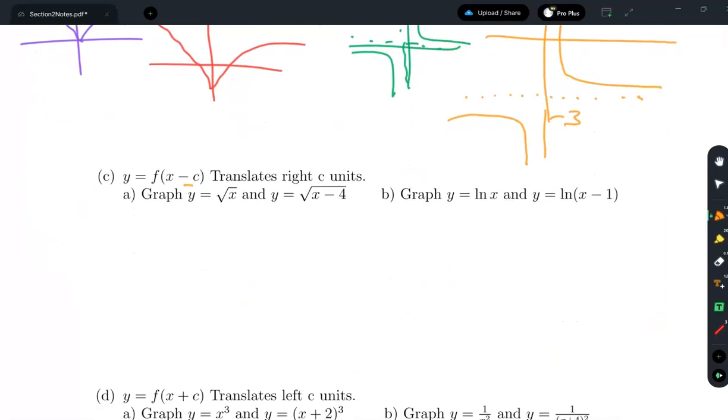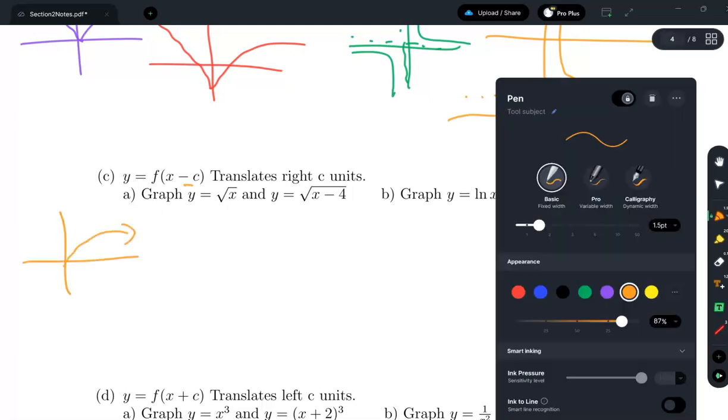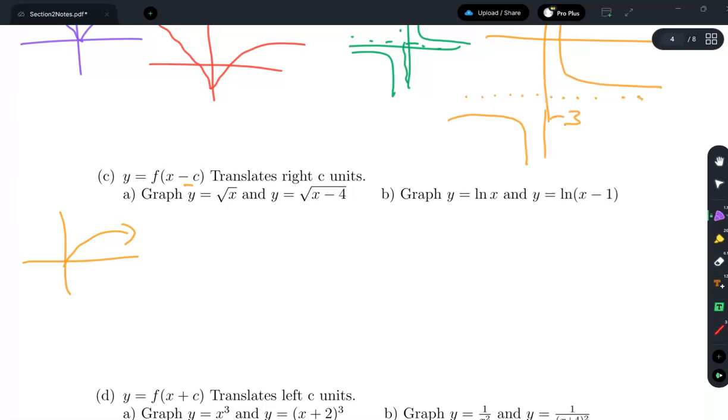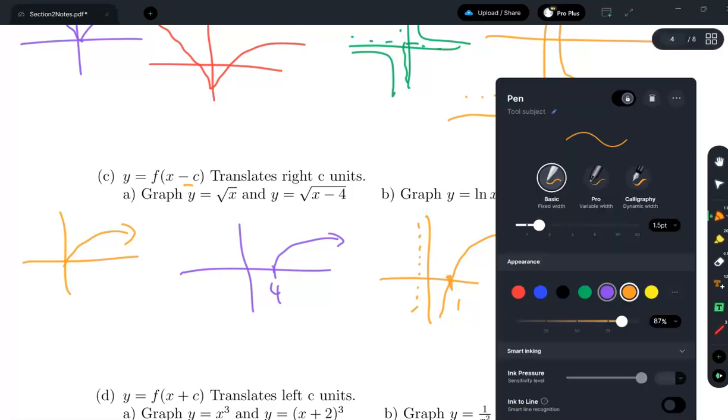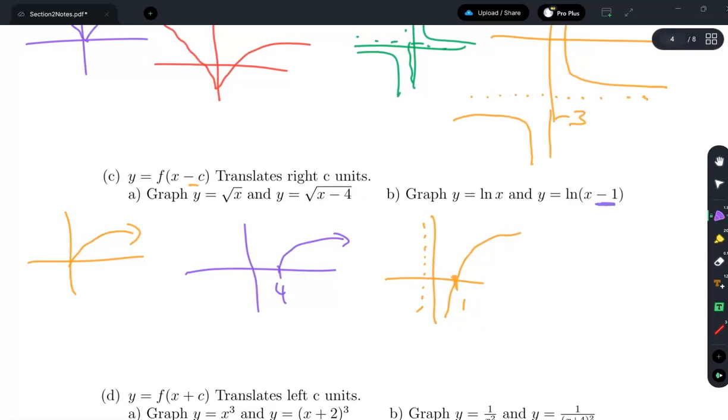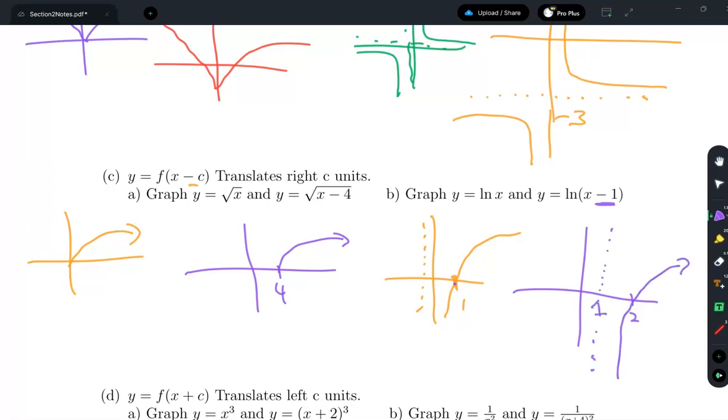If a number is subtracted inside, you're going to move to the right. So here's root x. And so then root of x minus 4 is going to move to the right by 4, looks like that. Then y equals ln of x looks like this. Really important graph, crosses at 1, has a vertical asymptote. So if I'm going to move it to the right by 1, that means this point here changes to 2, and it means the vertical asymptote changes to 1, and then the graph will look like that.